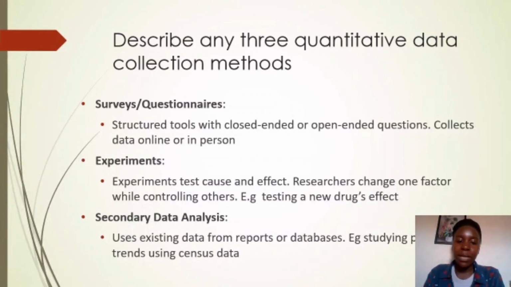So surveys or questionnaires, here participants answer closed-ended or open-ended questions. Closed-ended questions are questions where the participants have to answer a yes or a no, or else it's multiple choice questions, like maybe objectives, and you have to choose one. Then open-ended questions, here the participants have to think and write the answer for the question. So it is the opposite of closed-ended questions. And data can be collected here online or in person.